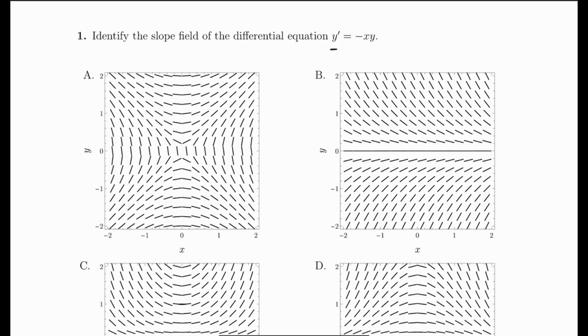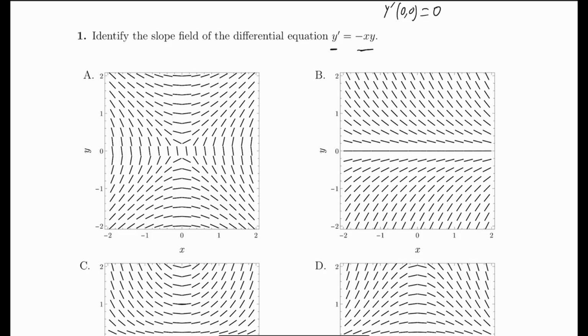So y prime is our slope. Our slope at any point x, y is equal to negative x times y. I like to do these by just going through and checking points. These are usually pretty straightforward questions. Easiest thing to check first is the origin. So y prime at (0, 0) is going to be negative 0 times 0, which is just 0. So all of our origin slopes should be 0.